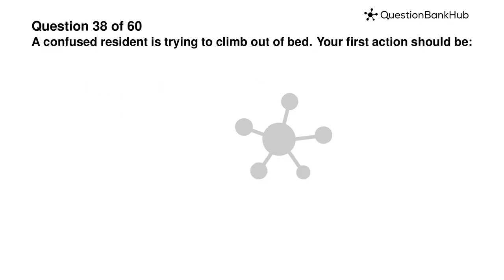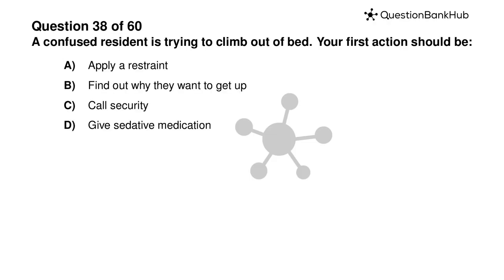Question 38. A confused resident is trying to climb out of bed. Your first action should be: A. Apply a restraint. B. Find out why they want to get up. C. Call security. D. Give sedative medication.